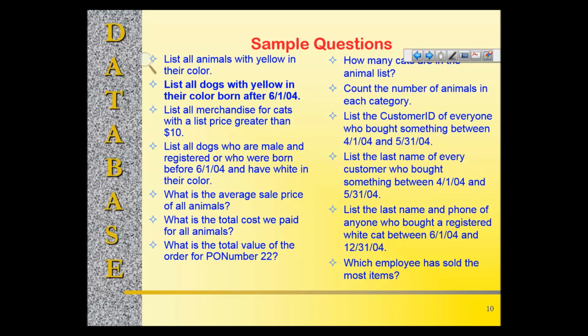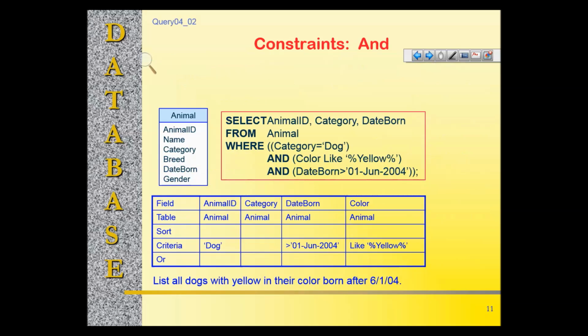So, list all dogs. Now, remember when we talked about the use of AND, the use of OR, and the use of NOT? So now we are going to use AND. So we need the list to retrieve all records where both of those conditions are met. This condition where it is a dog and yellow and born after this date. So there is an AND, so all of those conditions have to be met. So let's do that.